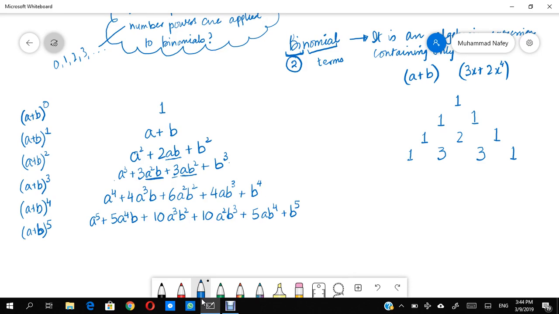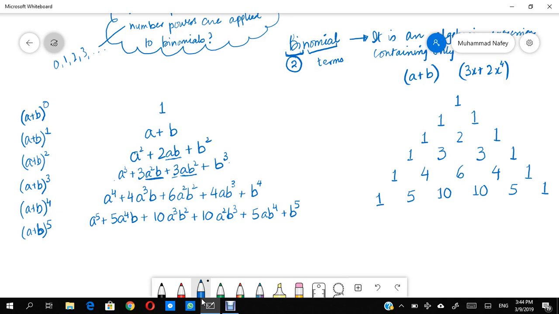When we have a plus b to the power of 4, we have 1, 4, 6, 4, 1. And likewise, when we have a plus b to the power of 5, we have 1, 5, 10, 10, 5, and 1. So now we'll be using these two triangles to understand the general properties of a binomial expansion.